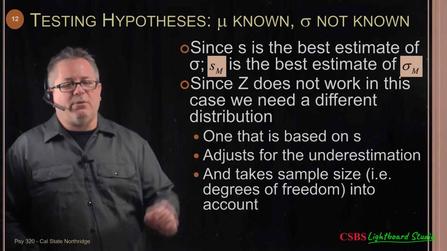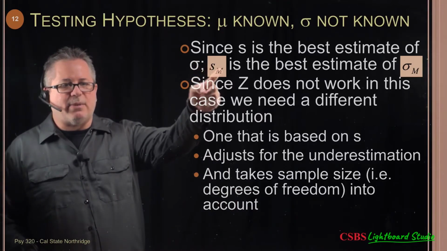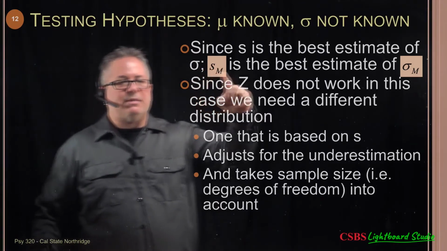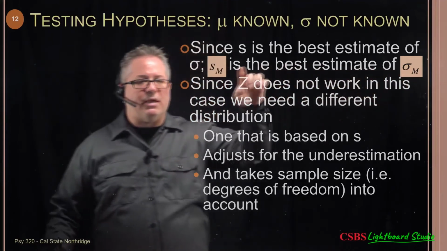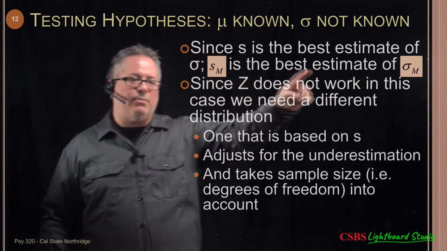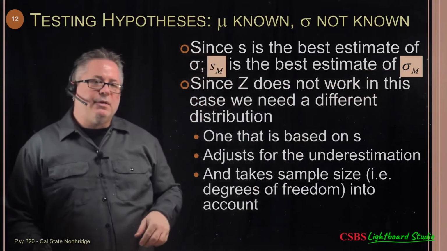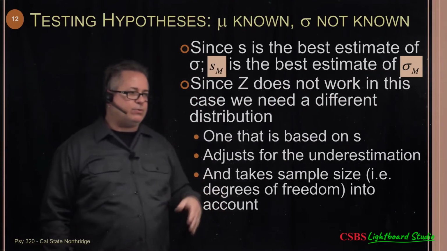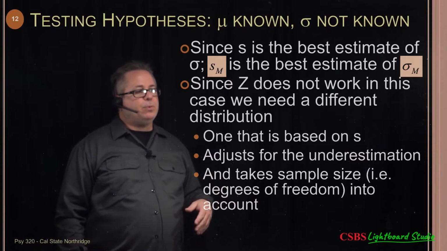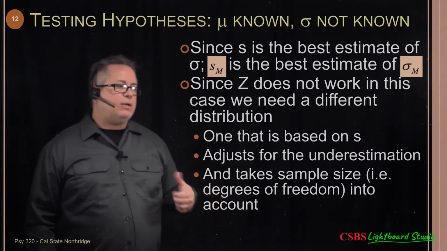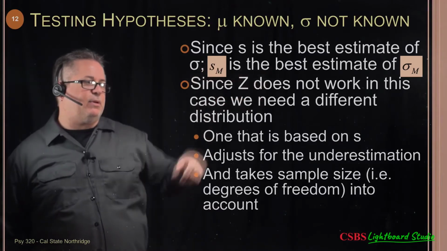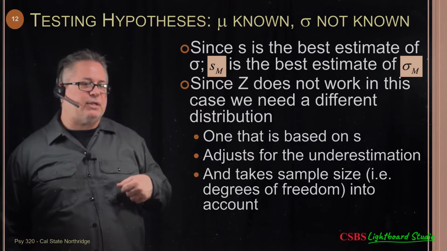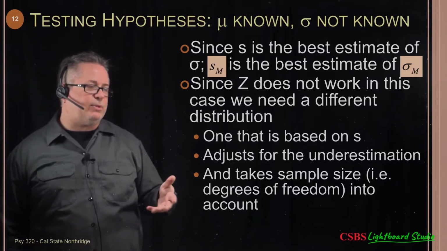Then we need to develop an S sub m, a standard error of the mean based on S, and that's going to be the best estimate of sigma that we're going to have. So if we use S to create a standard error, that's going to be the best estimate of the population we're going to get. Since Z does not work anymore because of this sort of bias that gets introduced, we need a different distribution. We need one that's based on S instead of sigma. We need one that adjusts for the underestimation, right? And one that takes sample size, like degrees of freedom, into account.